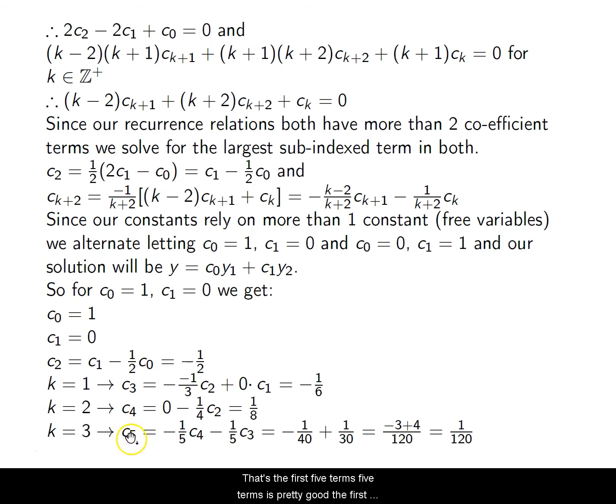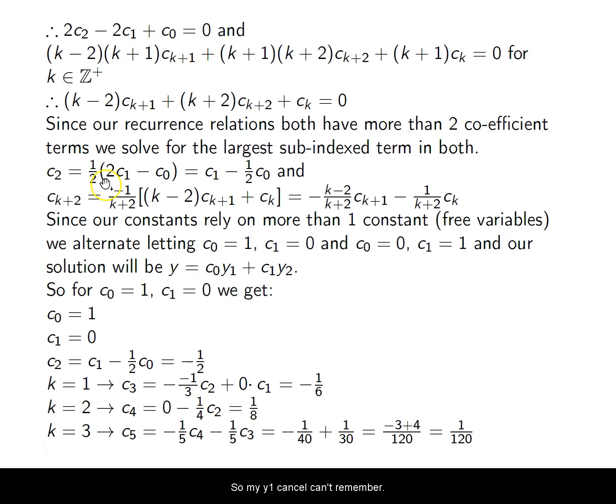5 terms is pretty good. The first 3 terms were easy to find. The next 3 terms I found through this recurrence relation. So, 3 and 3, that's pretty decent here. Okay, you can do more. You can do as many as you need. More is always better. But obviously you can see that the numbers are getting more and more complex as you go. So around 5 or 6 are good.